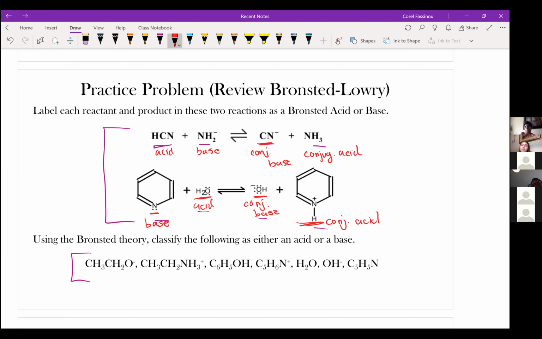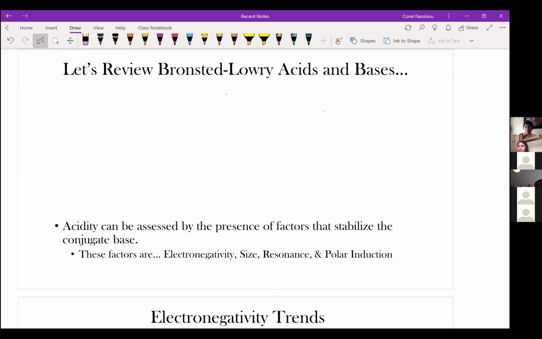Okay, so now that we've done that problem, just to re-give you that definition of Bronsted-Lowry acids and bases, right? Acids are just going to be your proton donors, so they're going to be giving protons. And then bases are going to be your proton acceptors. Right? They're going to be accepting protons.